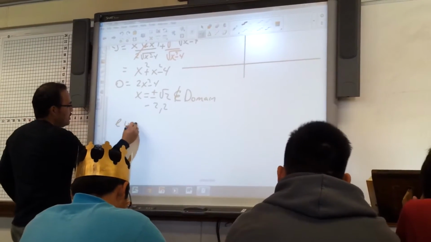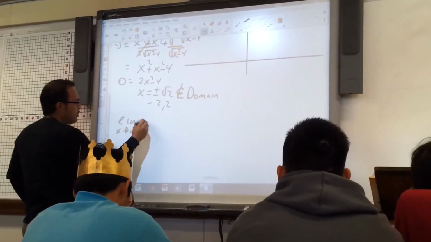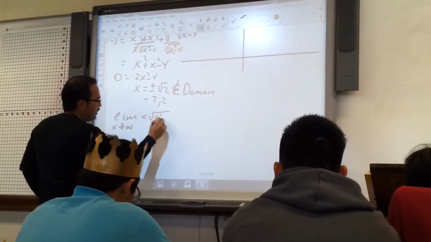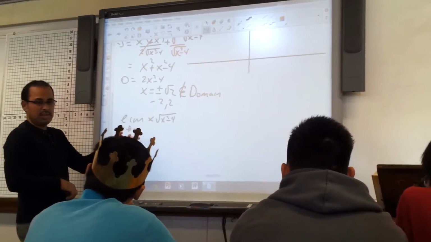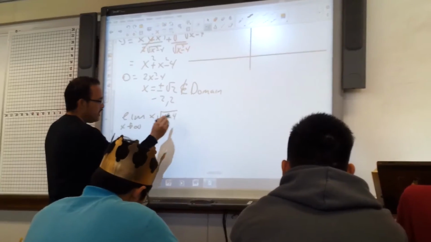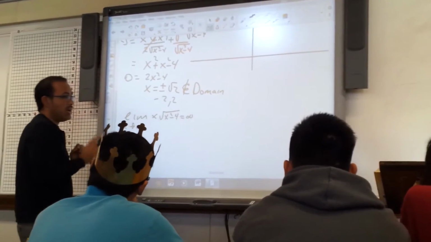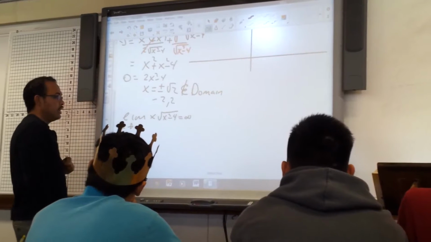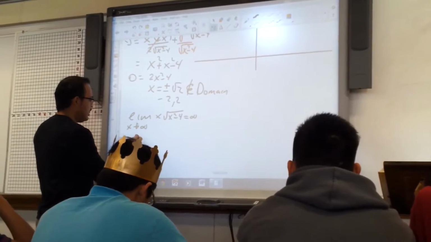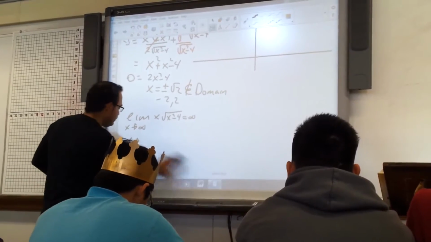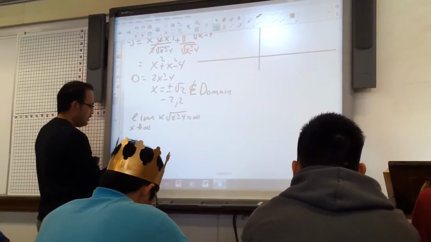So, limit as x approaches infinity. If I put infinity, I get infinity. That's easy, right? Infinity times infinity is infinity. Okay, so now I know this one should go up. And the other one is the same thing. As x approaches negative infinity, you're going to get a negative.